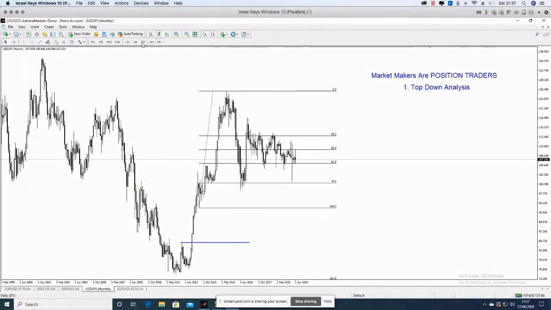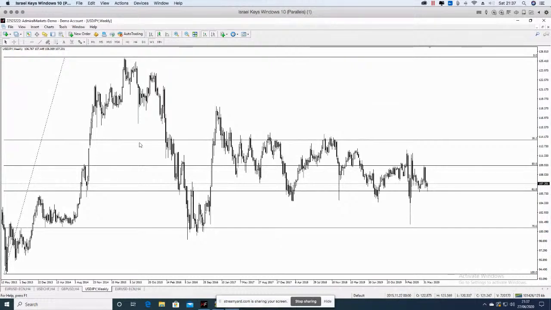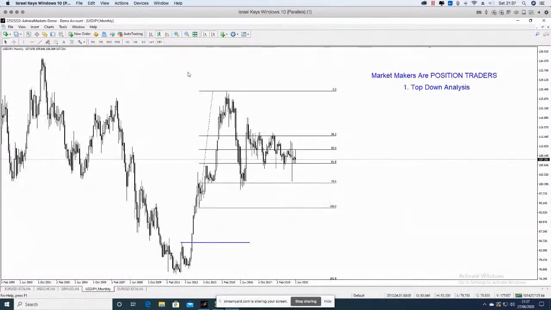And so if you are looking for short-term movements, use the daily. That's scalping. If you're looking for medium-term movements over a few days, use the weekly. If you're looking for slightly longer-term movements, say swing trading, use the monthly. And of course, if you are a position trader yourself, then just use the monthly and the weekly, because that's what they're looking at anyway. And so you need to do top-down analysis.